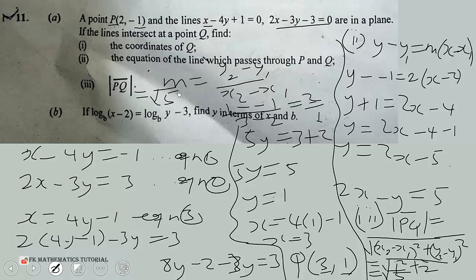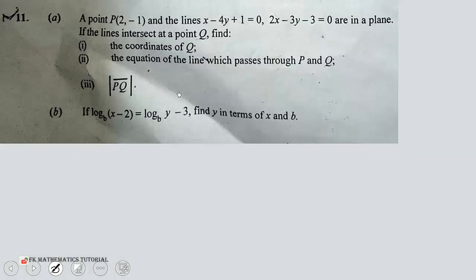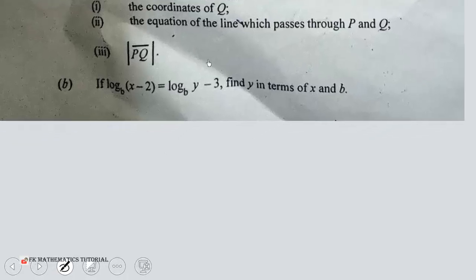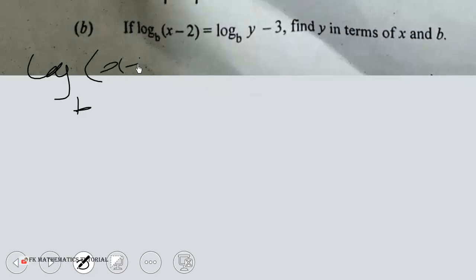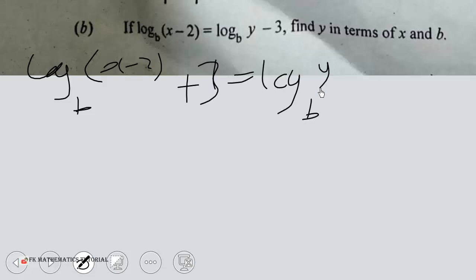Now let's look at the B part. It says that if log x minus 2 base b is equal to log y base b minus 3, find y in terms of x and b. So log x minus 2 base b, I'm going to group it with 3. So it becomes plus 3 is equal to log y base b.